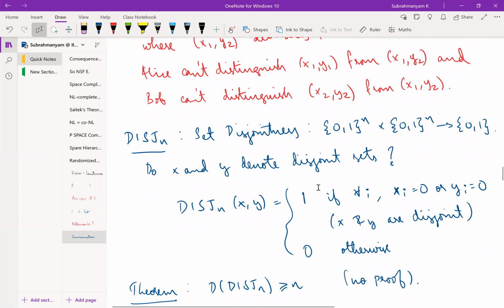Okay, now let us try to understand another function called set disjointness. Both Alice and Bob have n-long binary strings, and it's a binary function, so the output is 0 or 1. I already mentioned there is a correspondence between n-length binary strings and subsets of 1, 2, 3 up to n.